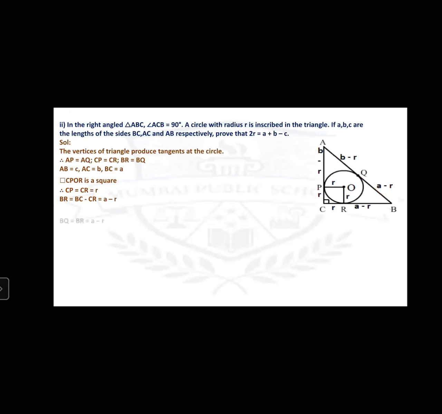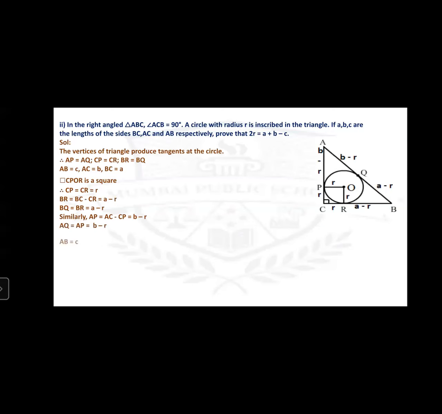Okay. Now, BQ is equal to BR. We write BQ is equal to BR, that is equal to a minus r. Simply we find BR is equal to a minus r, or BQ is equal to a minus r. Similarly, we already write AP is equal to AC minus CP, so we find b minus r. So AP is equal to b minus r. So AQ is also equal to b minus r. So in this way, AQ is equal to b minus r.